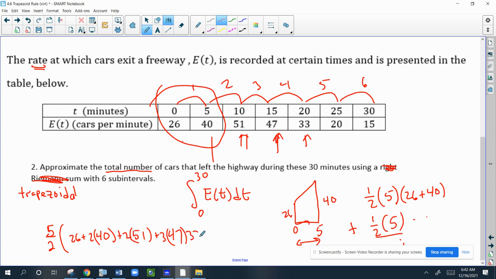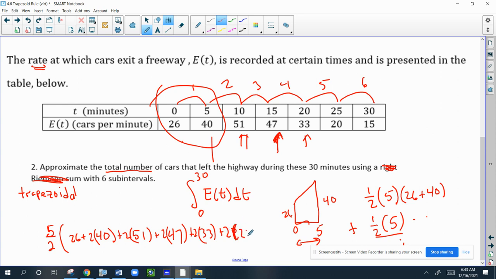If you're more comfortable, draw all the trapezoids. Let me say that again. The fourth is 47 plus 33. So again, hopefully you can see the pattern. Next is 33 plus 20. And the last is 20 plus 15.